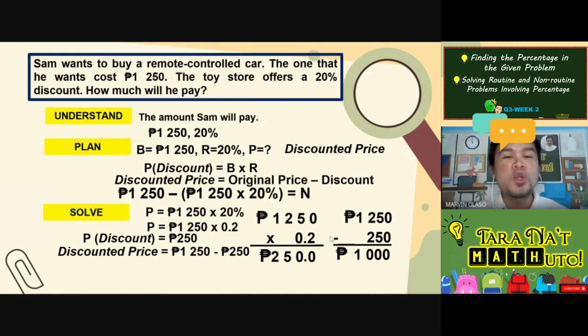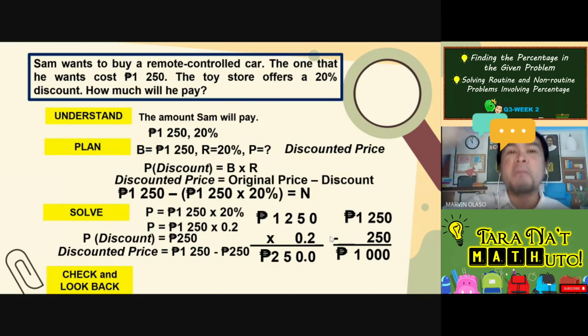To check and look back the answer, let us compute the other way around. So ano bang gagawin natin? Kung 20% yung discount or yung ibabawas sa babayaran ni Sam, sa palagay ninyo, ilang porsyento lang ang babayaran niya? So 100 minus, kasi na-discount siya ng 20%, so ilang porsyento na lang ang kanyang babayaran? 100 minus 20. It's 80%.